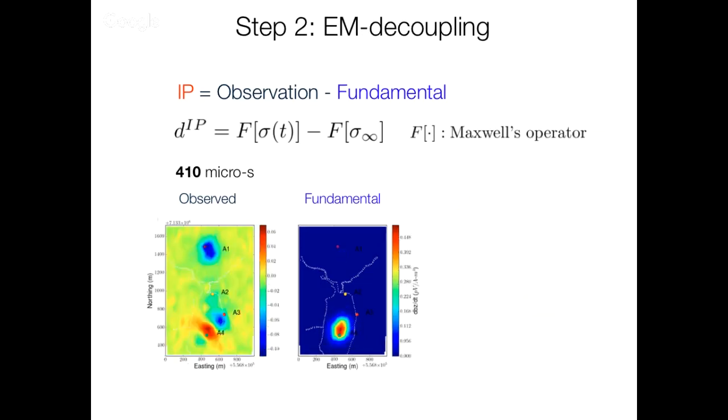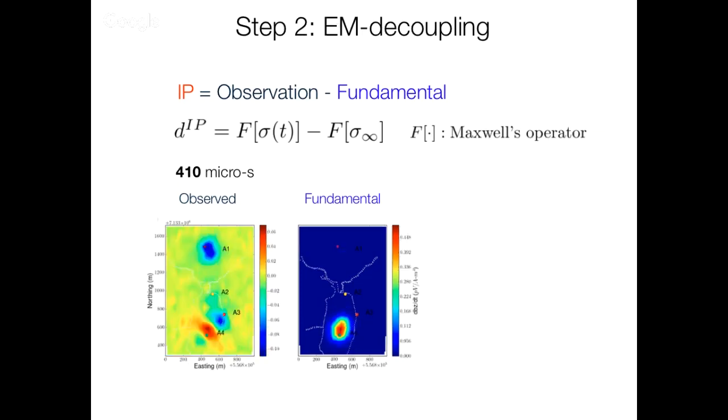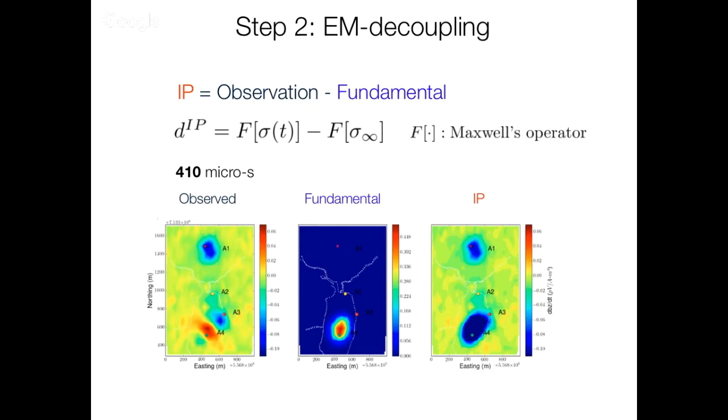When we do it at 410 microseconds, things have changed down here. Notice that back here at 130 microseconds, everything is positive. Now things have changed, right? We've got some blues and some reds, so there's some negatives that are coming in here. The fundamental response looks like this. And now we subtract those, and we got that.